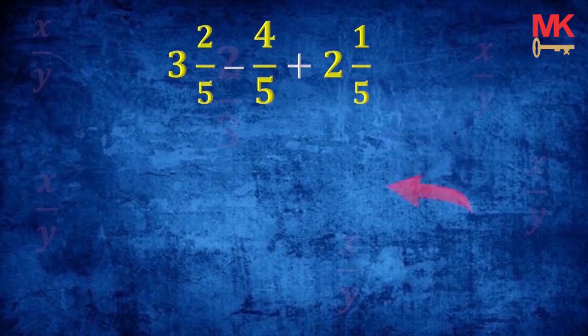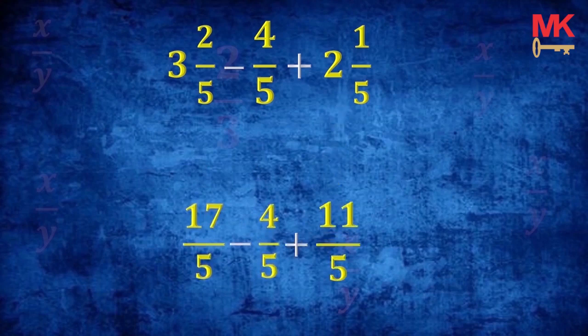So 3 whole number 2/5 becomes 17/5. We keep our negative 4/5 because it is a proper fraction. And then 2 whole number 1/5 becomes 11/5. I know you already have a question. How did we change 3 whole number 2/5 to improper fraction 17/5?